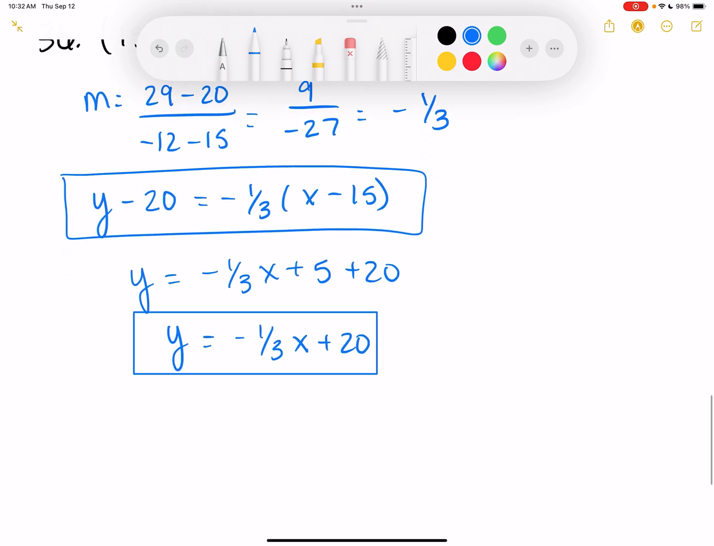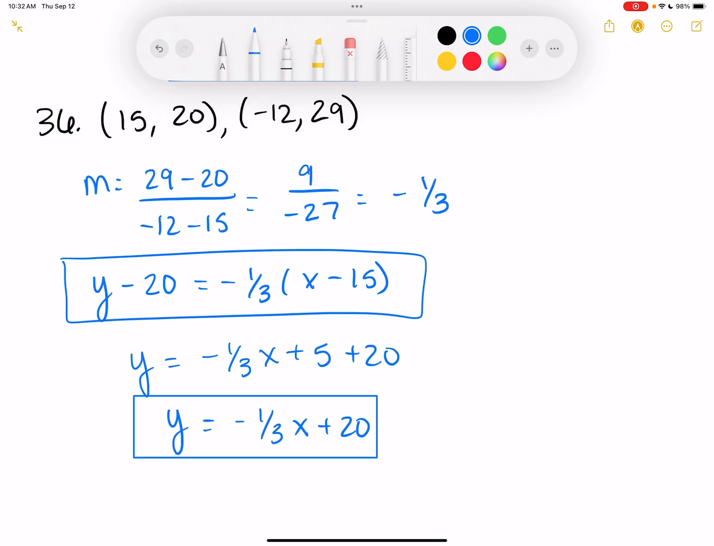All right, what do we get? Y equals negative 1/3 x plus... not 25. I can't write. Or y minus 20 equals negative 1/3 times parentheses x minus 15.